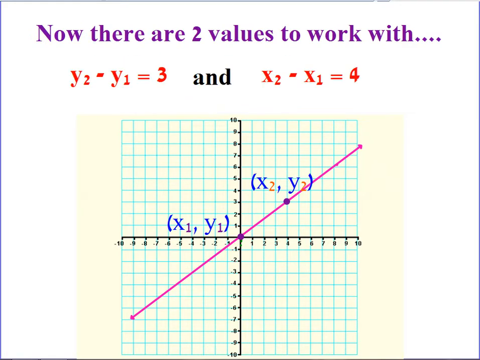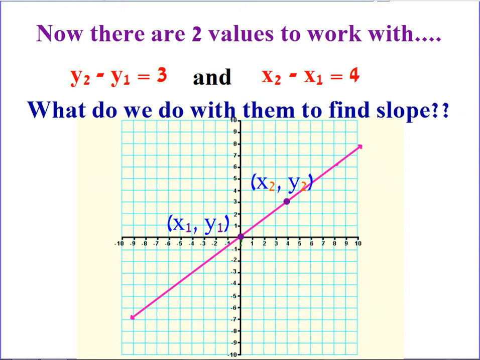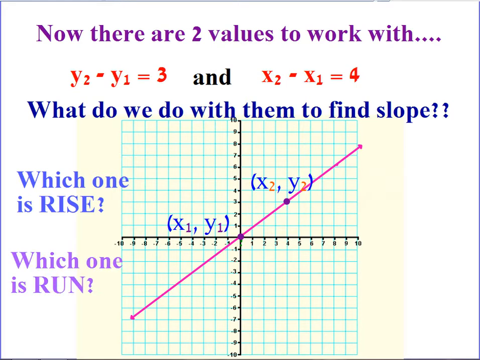So now I have 2 different values to work with. I have the fact that y2 minus y1 was 3, right? The rise was 3. And the x2 minus x1 was 4, or my run was 4. So we're going to use those to find slope. Again, which one was rise? Our rise was the difference between our y values, or 3. And which one is run? Run was the difference between our x values, in this case, 4.